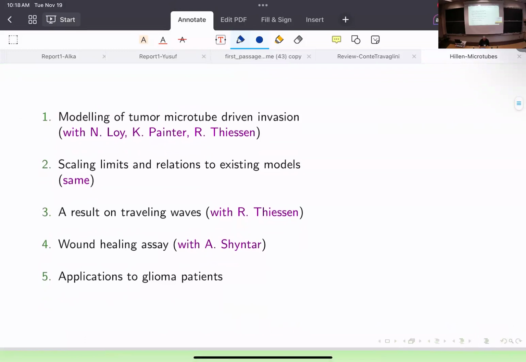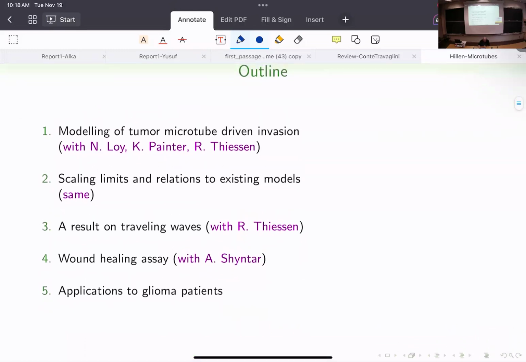So then what I like to do in this little presentation here is talk first about the modeling of tumor microtube-driven invasion, then talk about scaling limits and make relations back to the existing models, which I mentioned earlier. I have a result on traveling waves, which is a little bit more mathematical. And then I talk about a wound healing assay, which is work Alexandra did, and she just came into the room. And then I talk about applications to glioma patients. So how far are we in the modeling and where is this used?